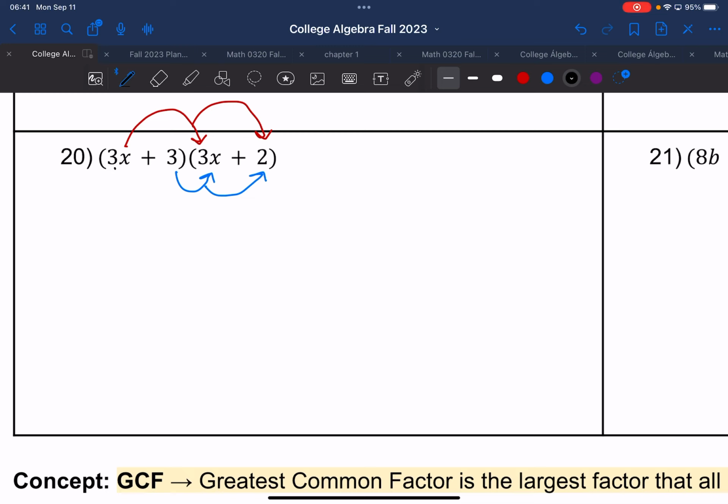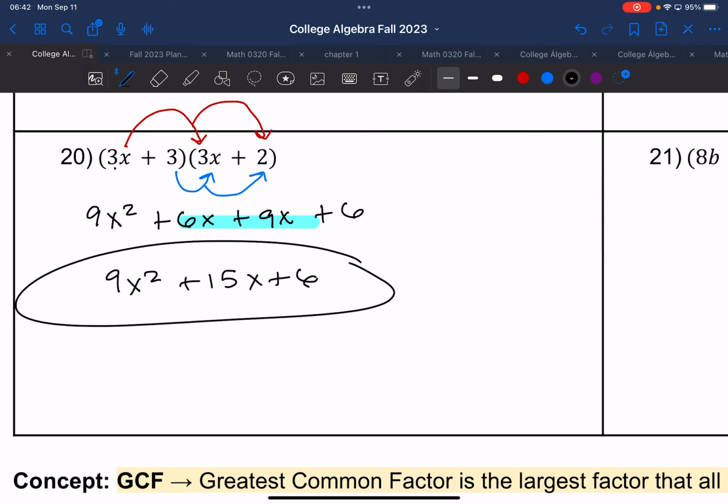So 3x times 3x is 9x squared. 3x times 2 is 6x. I was following the red arrows. Now I'm following the blue ones. So 3 times 3x is 9x. And then 3 times 2 is 6. Once we FOIL, we have to combine like terms. Those are always going to be our middle terms. So we have 9x squared plus 15x plus 6, and that is our answer.